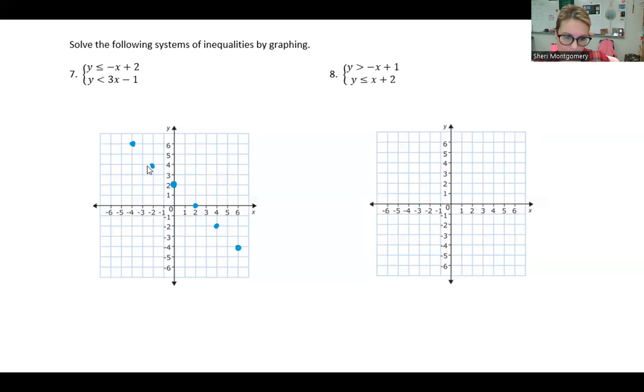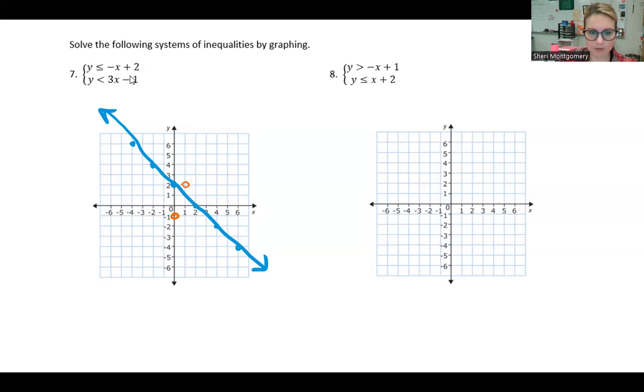And if you guys need help graphing, you can go back and watch my video where I do a whole lesson on graphing lines and inequalities. The next one, my y-intercept is at -1, so I put a point at -1. This one's going to be a dashed line, so I'm going to put little open circles so I remember it will be dashed. The slope is 3, which is the same thing as 3/1, so I'll go up 3 and then over 1.